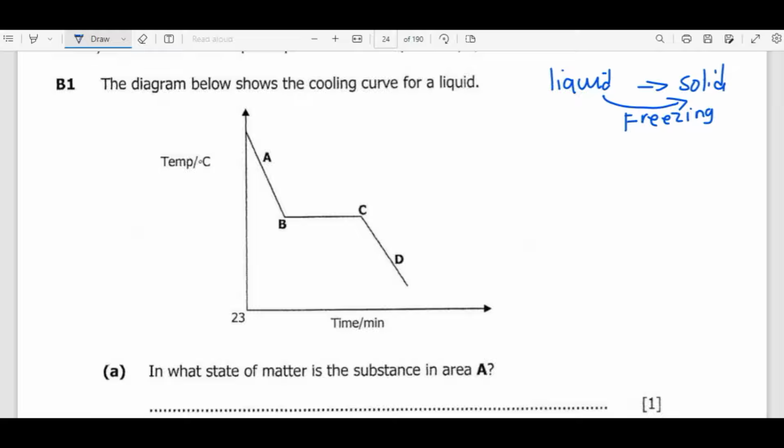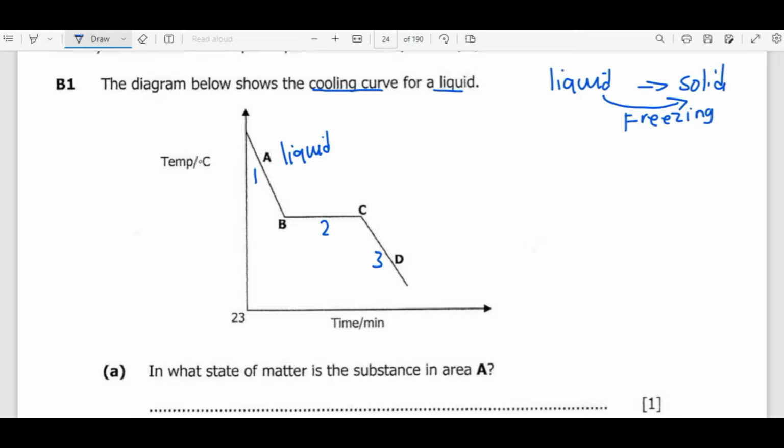Then we also have to look at the segments that we have. So we have 3 segments: segment 1, segment 2, segment 3, or if we want, we can just use the word phase. We have 3 phases here. Now, the first one, the first landing, which is point A, is a liquid state. Why do we say it's a liquid? Because this cooling curve is for a liquid. So we are starting from a liquid, then going into a solid state.